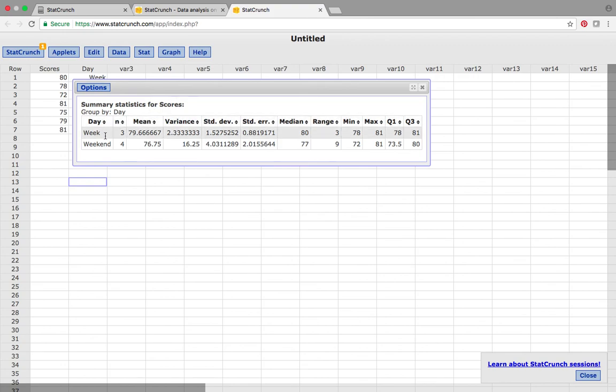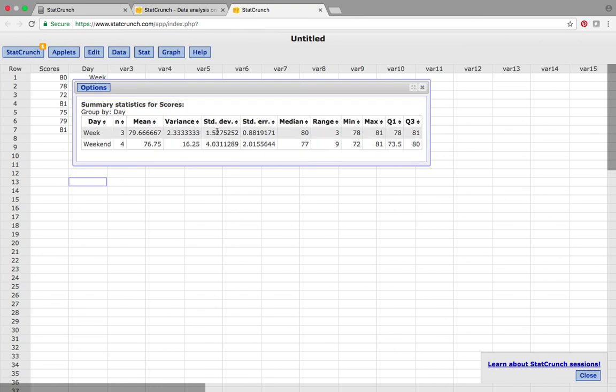So any kind of categorical variable, we can look at a quantitative variable over that. I just made this stuff up, so it doesn't mean much, but I had 3 scores during the week and 4 on the weekend. It looks like I played better on the weekend.